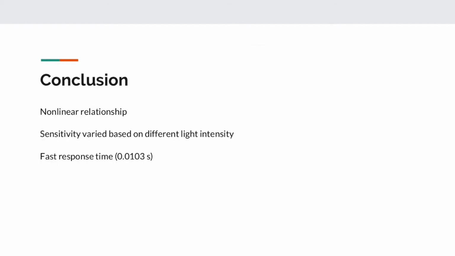Based on the analysis and results, we can conclude that the relationship between light intensity and voltage output is nonlinear. Due to the relationship, we have to choose a point to estimate the sensitivity and the uncertainty. For the dynamic response, the response time is really short, just 0.01 second.